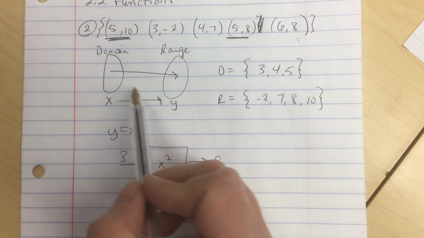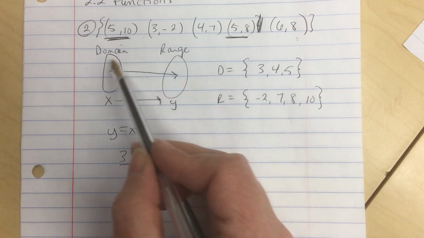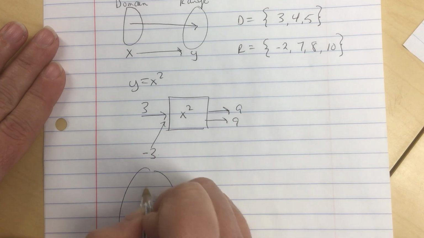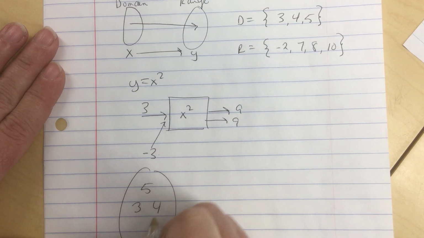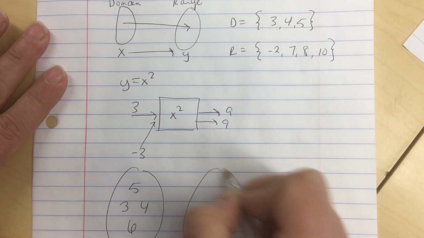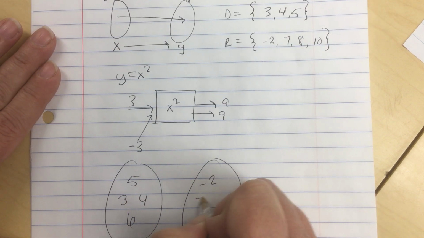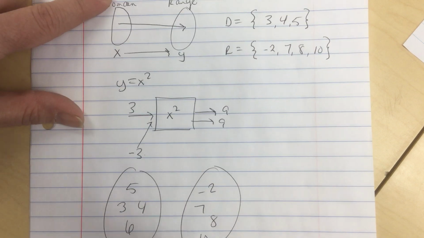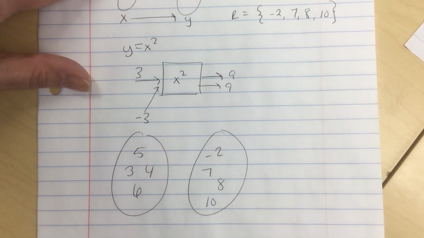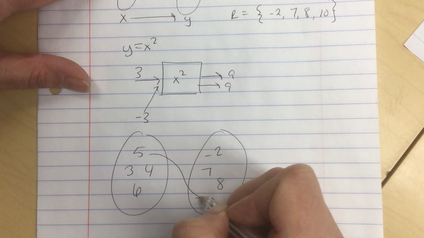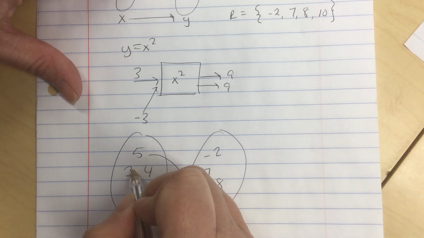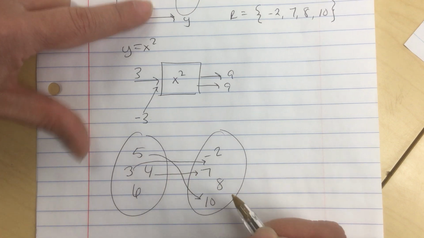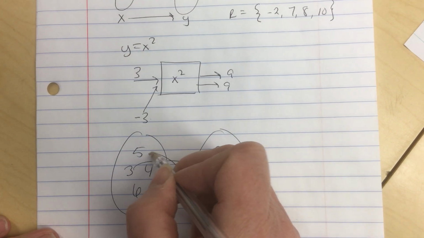It makes more sense when you look at it with this. This is called a mapping diagram. If I take this function and put my domain in it, 5, 3, 4, 6, and I put my range in it, -2, 7, 8, 10. If 5 goes to 10, I've got an arrow going from 5 to 10. 3 goes to -2. I should have made this in a line. 4 goes to 7. 5 also goes to 8.